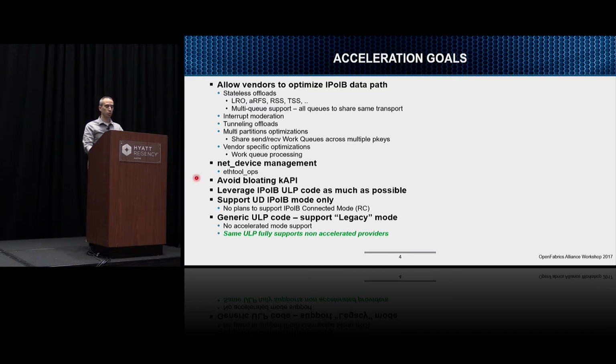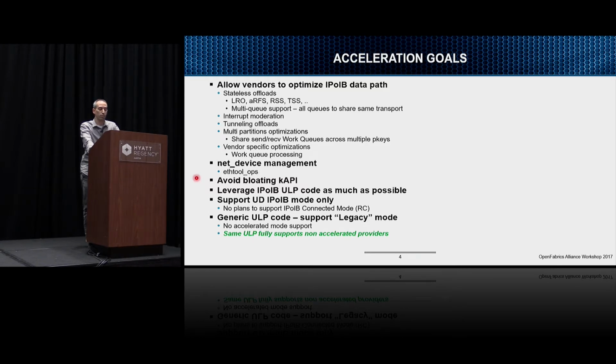Also, we would like to reuse code. So we would like to use the vendor-agnostic IPoIB ULP code that is upstream and very mature. We would like to reuse the code there as much as possible, mainly for the control path. The goal is to allow the enhancement for UD IPoIB mode. We don't see much future for the connected mode. There are serious scalability issues with the connected mode.